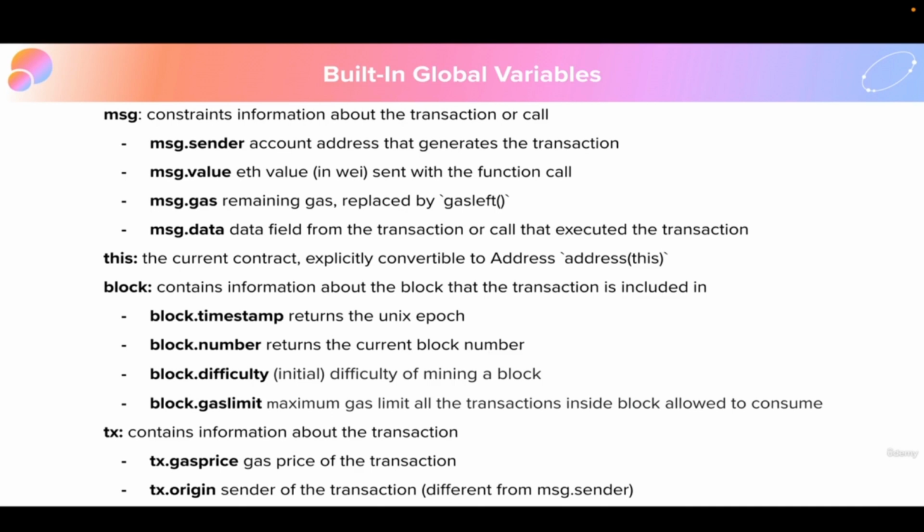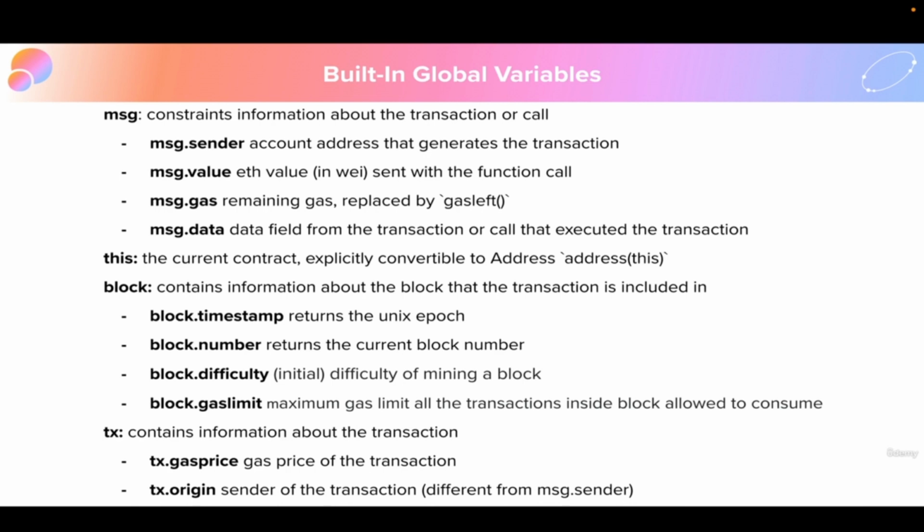There are many global variables and functions that exist in the global namespace, most of which are extremely useful and you'll use day to day in your Solidity programming life. In the last lesson, we saw two of these variables, message.sender and message.value. So what is message? Message contains information about the transaction or function call. Message.sender returns the account address that generated the transaction. Message.value returns the ETH value in wei sent with the function call.